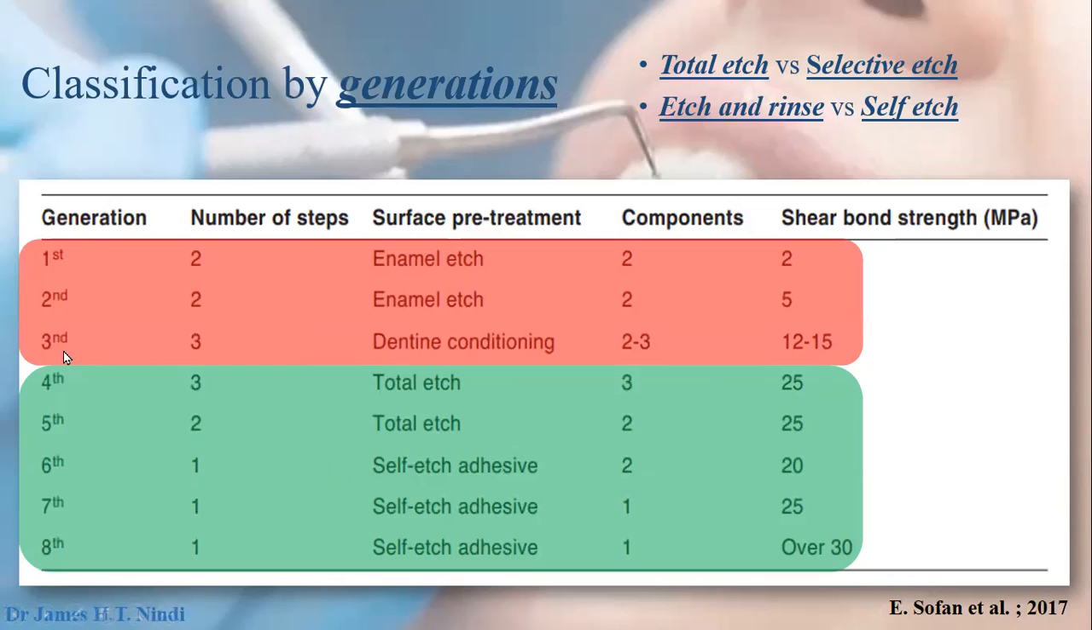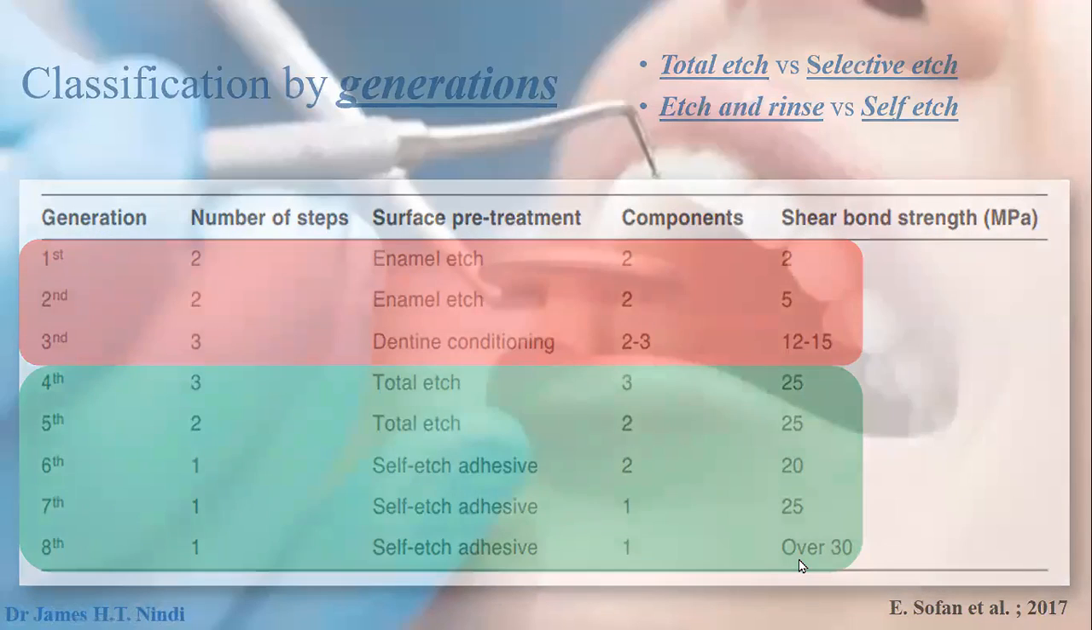But in as much as the fourth generation is the gold standard, the major disadvantage of the fourth generation was that it was time consuming. So because of that, scientists decided to go and discover more and decided to mix one or more of the components together, hence the reduction in the number of steps. But then as you can see, in the 8th generation, the bond strength is over 30.